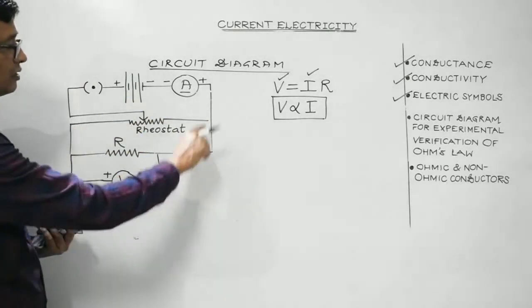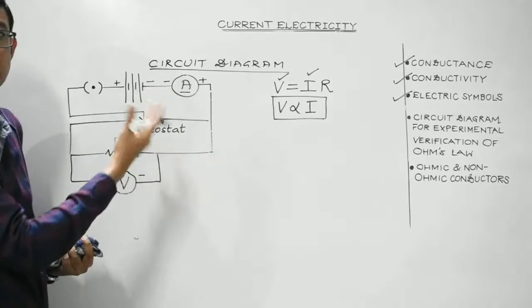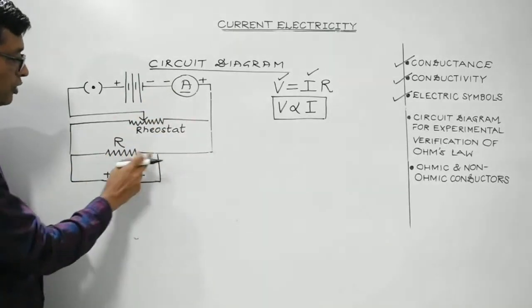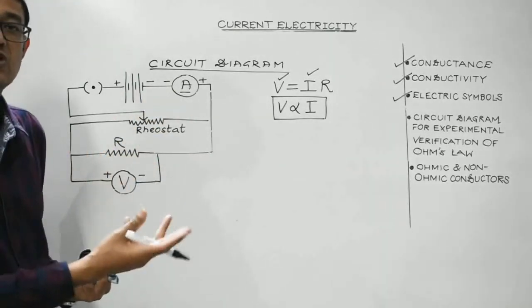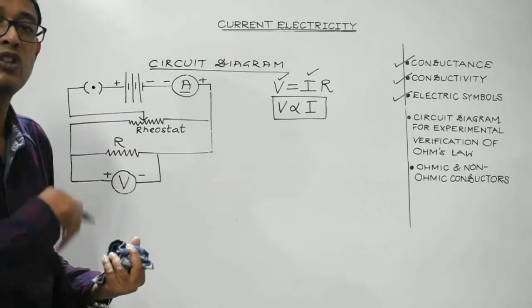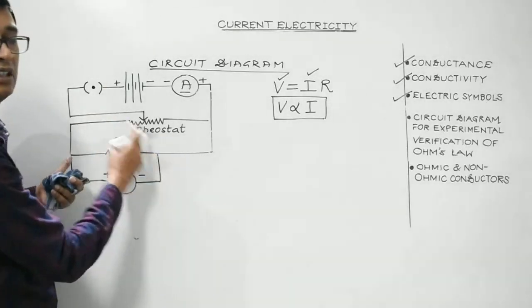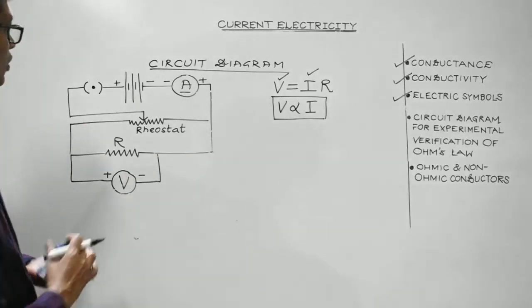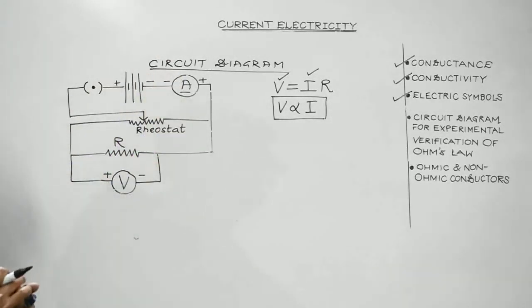If the entire resistance of the circuit is changed, the current will change. If the current changes, then the potential drop across the resistor will also change. So for different values of current flowing through the circuit, we will have different values of potential difference across the resistor, right? So this is the circuit diagram so as to experimentally verify Ohm's law.